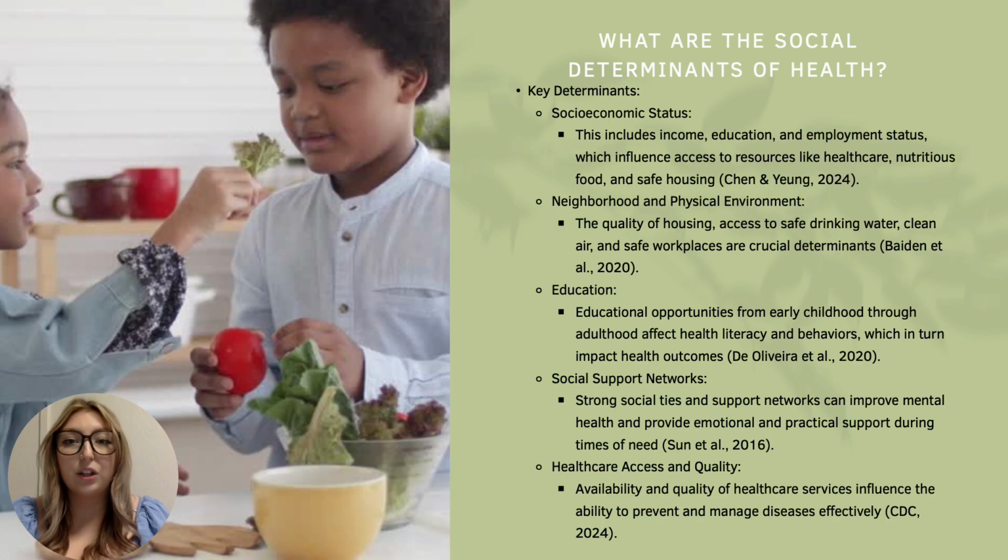Key determinants include socioeconomic status, neighborhood and physical environment, education, social support networks, and healthcare access and quality. For instance, socioeconomic status influences access to resources like healthcare, nutritious food, and safe housing. Education affects health literacy and behaviors, while strong social support networks can improve mental health. The availability and quality of healthcare services also play a critical role in preventing and managing diseases effectively.